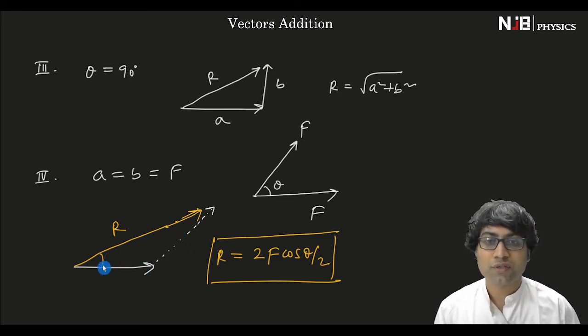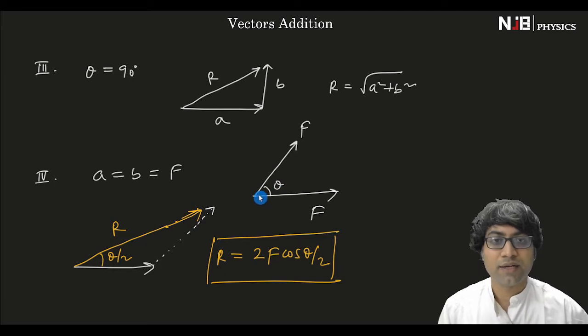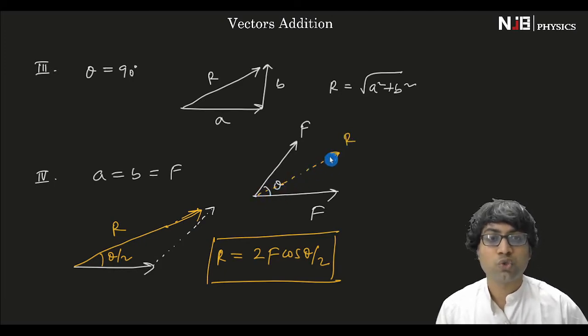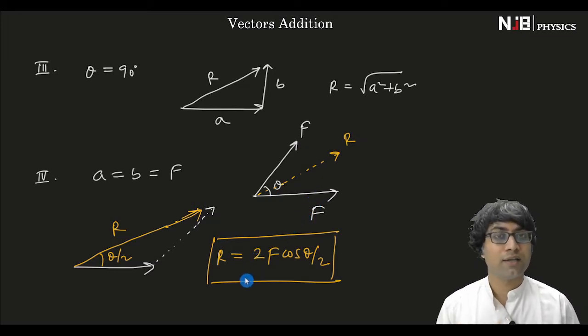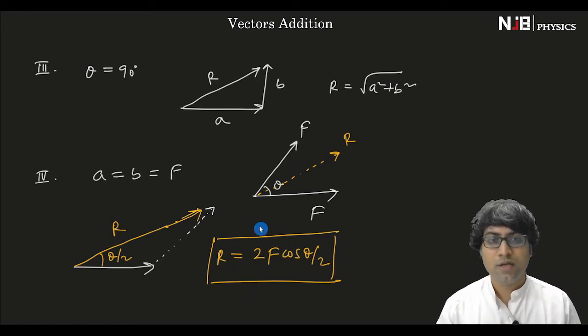Well, the direction of this r vector will be such that it makes an angle theta by 2 with either of the two vectors. Therefore, we can say that the resultant is going to be the angle bisector of the two vectors. So we must remember this result, as I earlier said, that it is going to be very frequently used in physics. Whenever we have to write the magnitude of the resultant of two vectors whose magnitudes are the same, we can directly use this result.